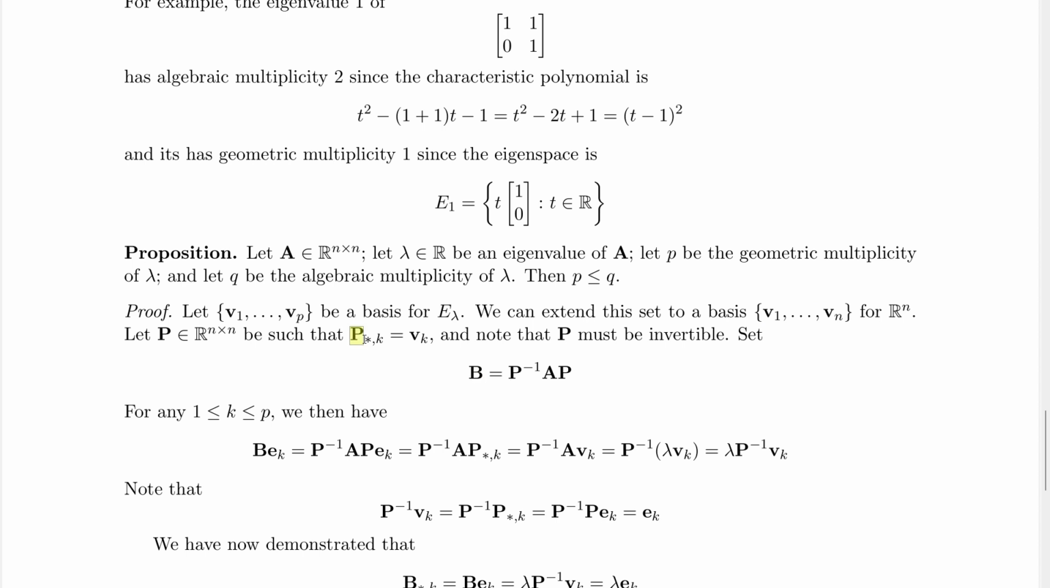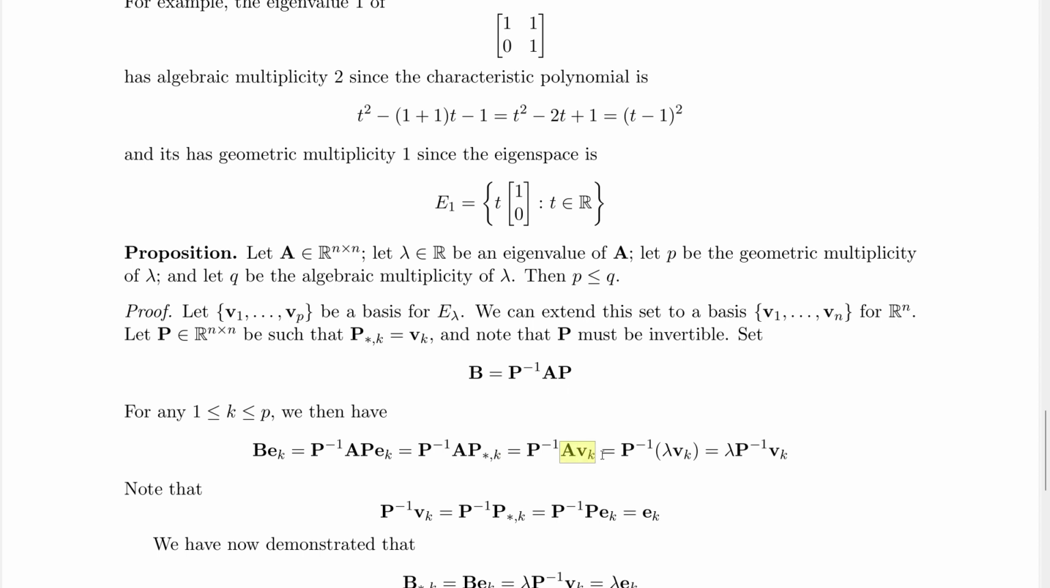Note, the first p columns of P are eigenvectors associated with A. So A times these v_k, for k up to p, is going to give me lambda times v_k. So if I look at the kth column of B, where k goes from 1 to p, note that B e_k is equal to this. Then we're multiplying P by the standard unit vector e_k, which means we get the kth column of P, but the kth column by construction is this eigenvector.